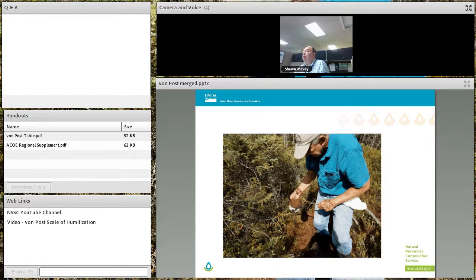All right, Rob has a comment to mention the Army Corps supplements. So in the handout section, there's the von Post table I've loaded as a handout, as well as the Army Corps regional supplement. And maybe I'll have one of the other presenters talk about those two things. And then we also have some web links to the National Soil Survey Center YouTube channel and a direct link to this video itself. Probably Steve might be the best one to talk about the Corps regional supplement.